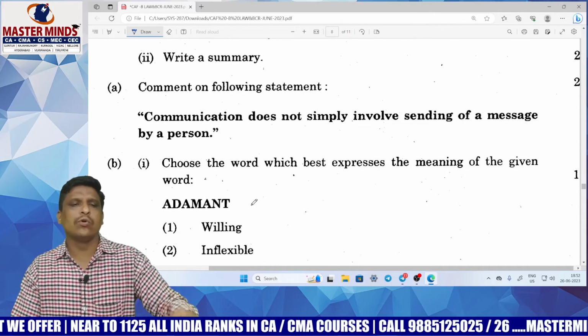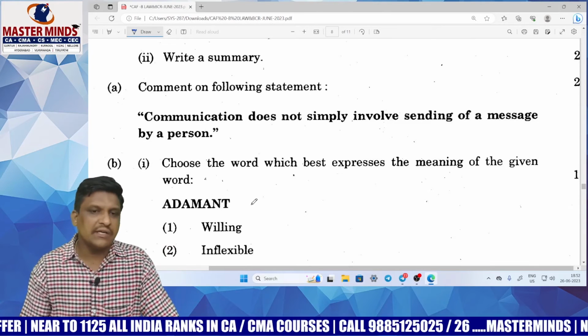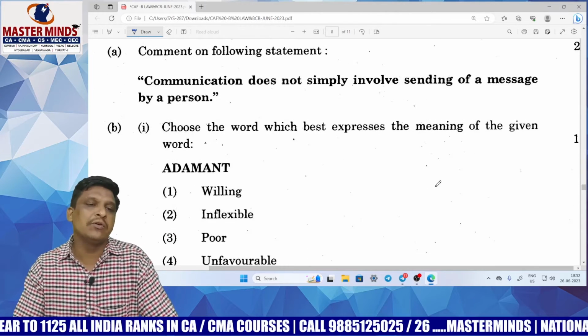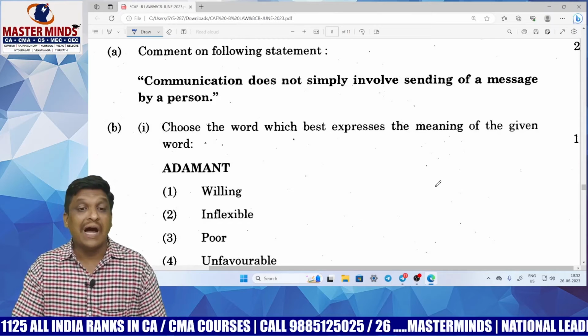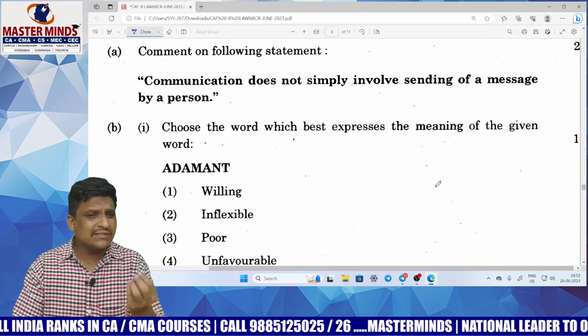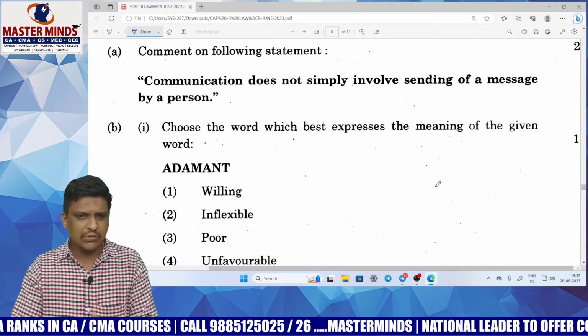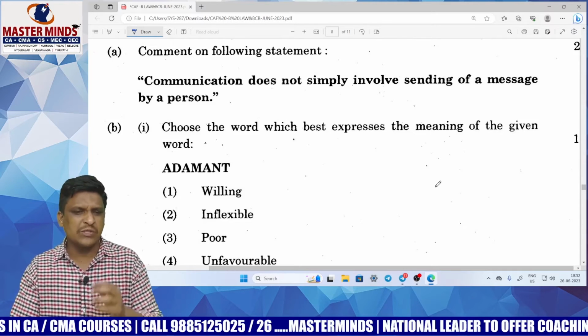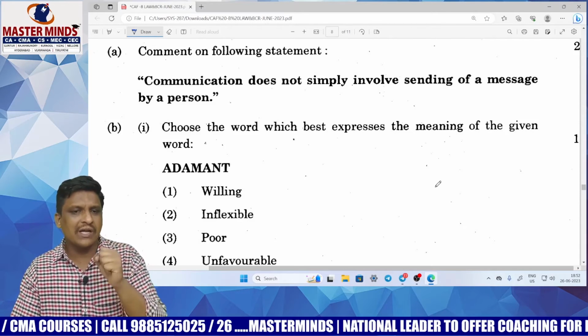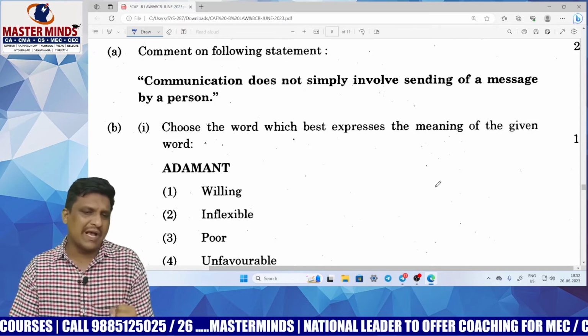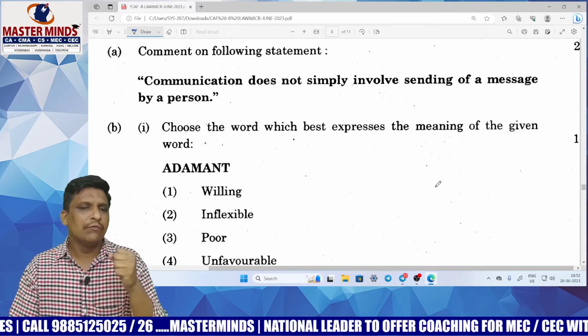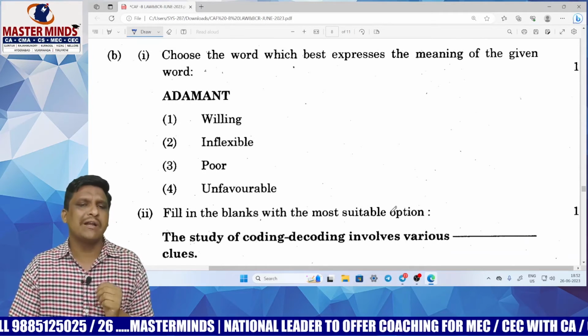Okay, next let's go to the second question. B question: choose the word which best expresses the meaning of the given word. What is the word that is given there? Adamant. What is the meaning of adamant? Adamant is a normal word which we use in our day-to-day life. For example, if I find a person who is very rigid or very strong about not changing, even if everyone asks or seeks them to change, for those people we use the word adamant, right?